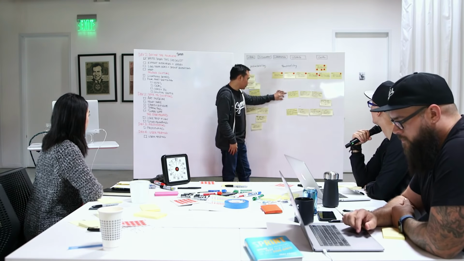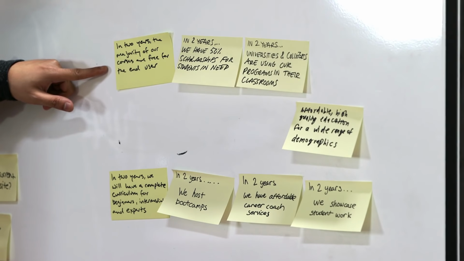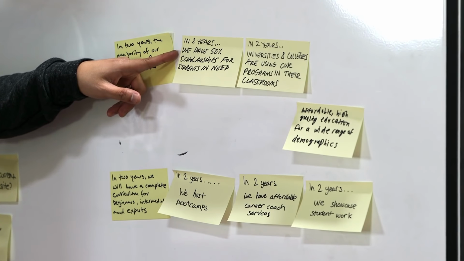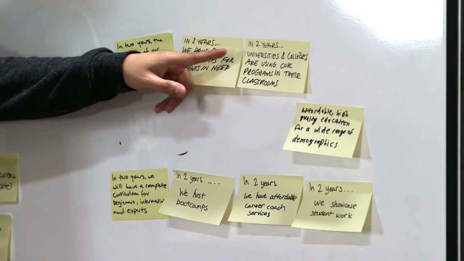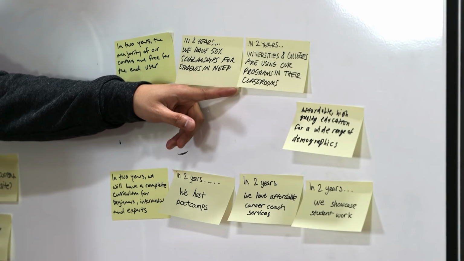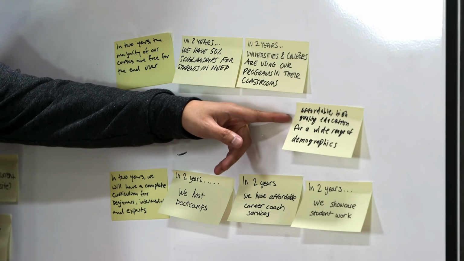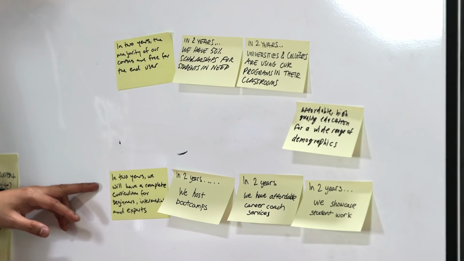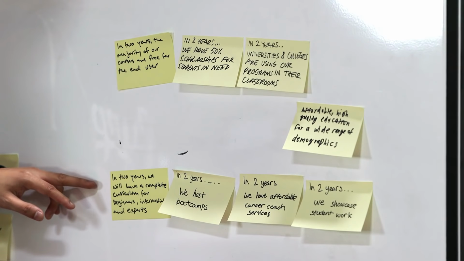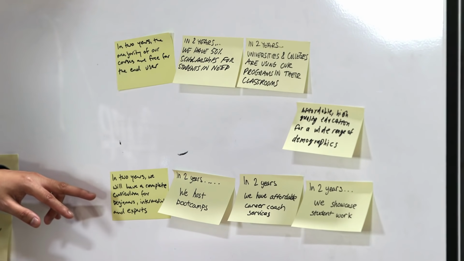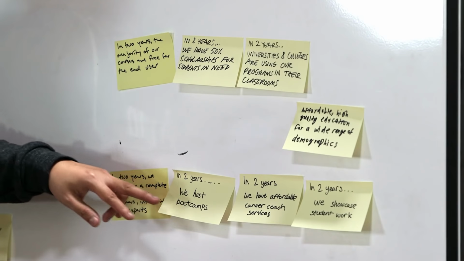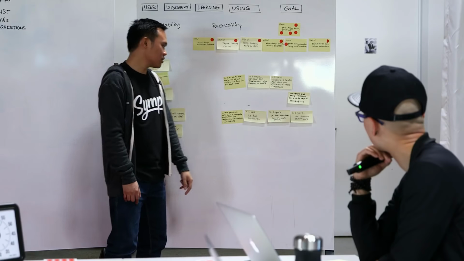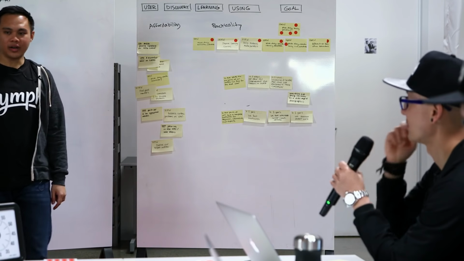It says this one: in 2 years, the majority of our courses are free for the end user. In 2 years, we have 50% scholarships for students in need. In 2 years, universities and colleges are using our programs in their classrooms. In 2 years, affordable, high-quality education for a wide range of demographics. In 2 years, we will have a complete curriculum for beginners, intermediates, and experts. In 2 years, we host boot camps. In 2 years, we have affordable career coach services, and in 2 years, we showcase student work. Cool.